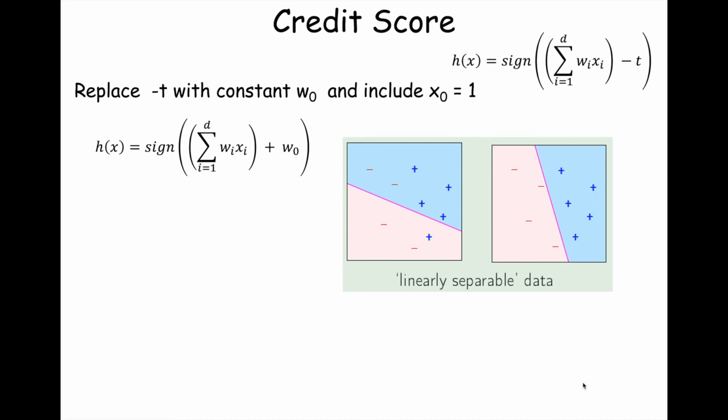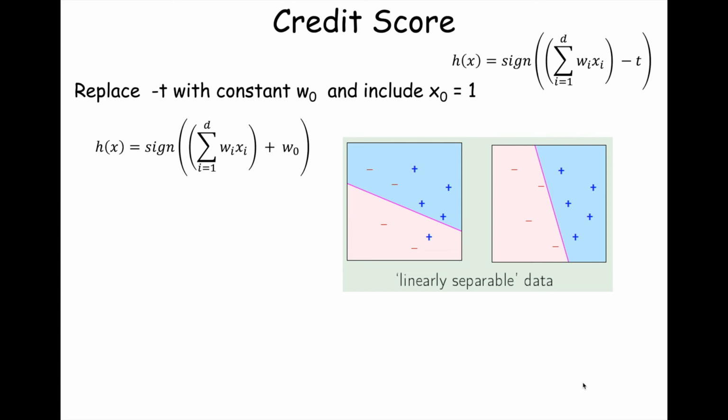I now replace this w naught, which was a replacement for minus t, with 1 times w naught, which doesn't change its value. And I'm calling x naught this dummy variable that's fixed to 1. So I say x naught times w naught. So now this expression for h of x is sine of my weighted sum, i goes from 1 to d, wi xi. That hasn't changed. And now I say plus x naught w naught. Okay. So maybe you can see what I'm trying to do here.